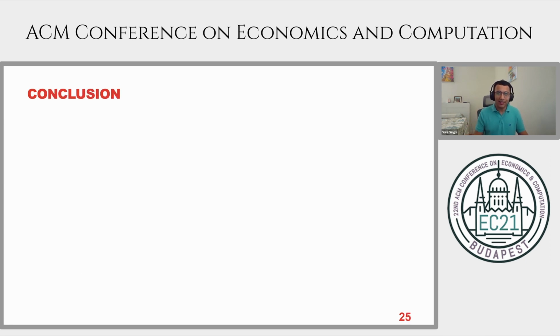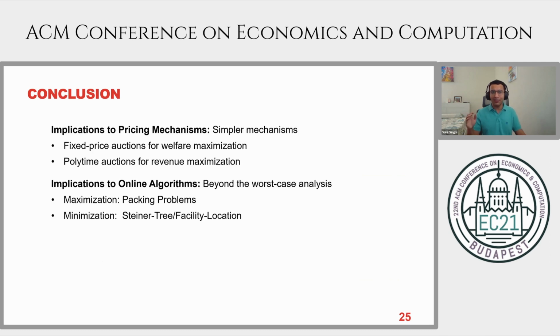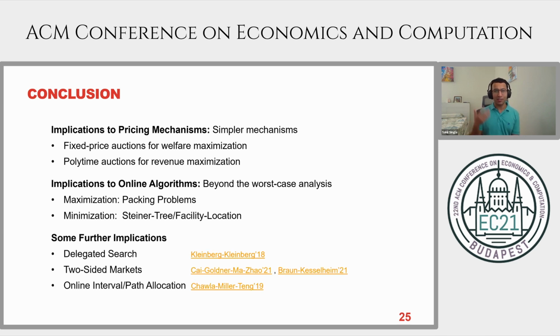Good. So let me just wrap up. What are the main takeaways? The main takeaways are that prophet inequalities and their generalizations have many, many applications and implications, both to pricing mechanisms, where they help you design simpler mechanisms, and for online algorithms, where they help you go beyond the worst case analysis. They also have many other applications beyond these two directions, like delegated search, two-sided markets, and many other things. And there are many other implications which I'm sure exist, but are yet to be discovered. So I'll encourage you to think about these problems.